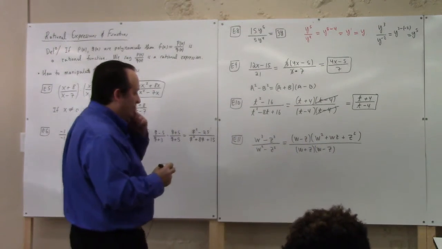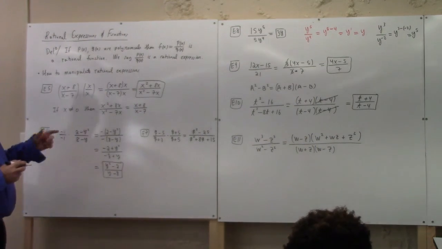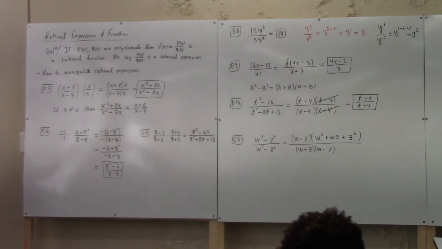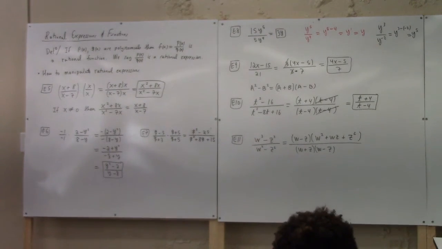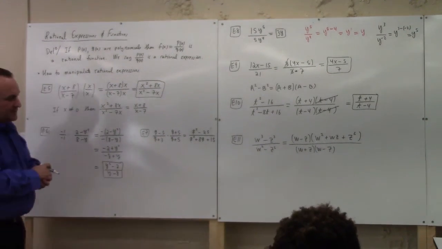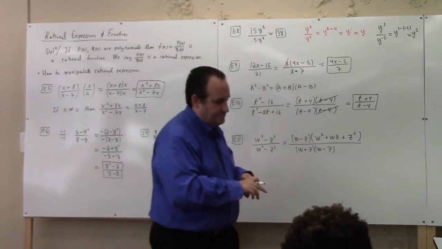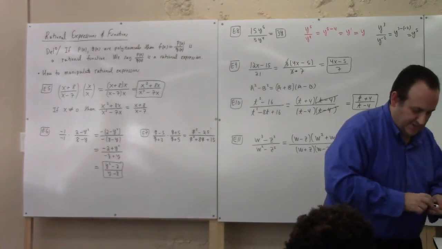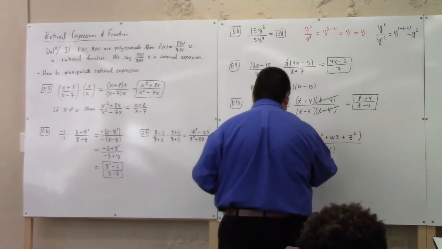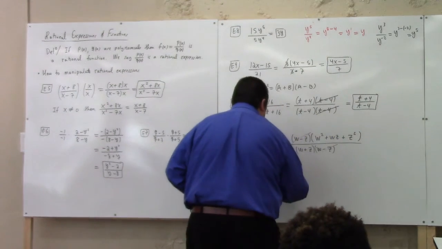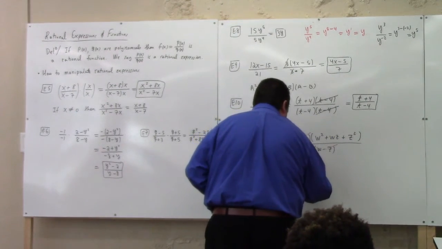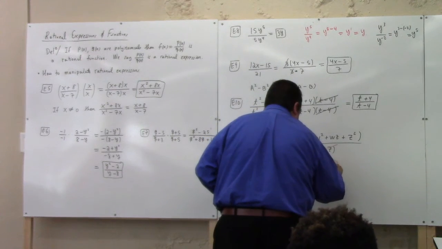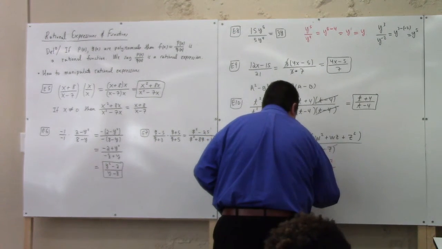Of course the denominator factors as w plus z, w minus z. It's done by difference of squares. Do you see any common factor there? I do. See it? w minus z and w minus z. Very good. So the answer is w squared plus wz plus z squared divided by w plus z.